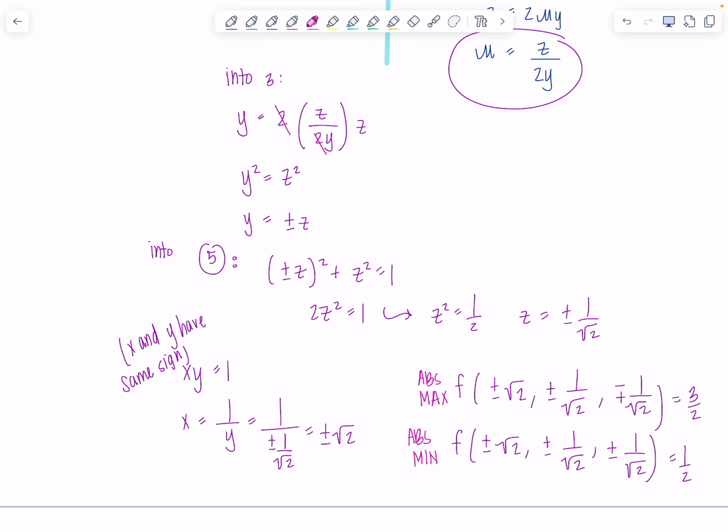Good? If you want to actually list them out, there's 4 points technically total, right? You could list them all out separately if you don't like the minus, plus, plus, minus notation. I'm just trying to save you guys writing.